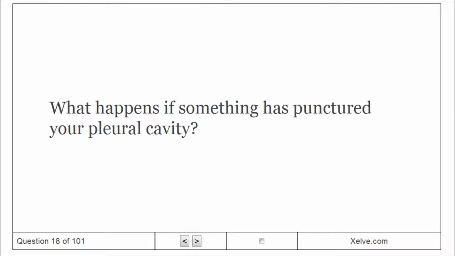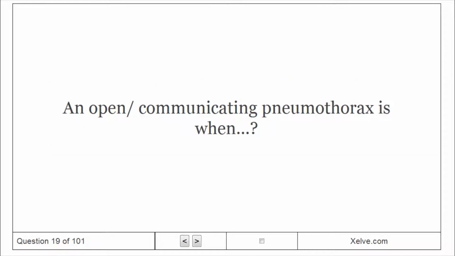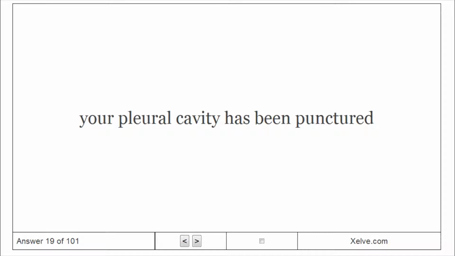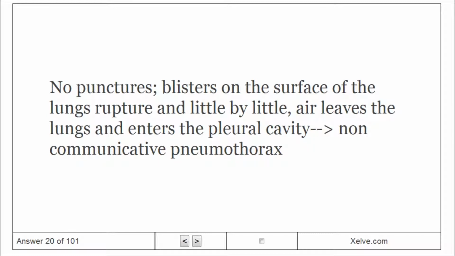What happens if something has punctured your pleural cavity? The pressure everywhere else is 760 millimeters of mercury, so if your 756 millimeters of mercury cavity is punctured, air will rush in, with all the pressure wanting to move from high to low. An open, communicating pneumothorax is when your pleural cavity has been punctured. What causes a spontaneous pneumothorax? No punctures; blisters on the surface of the lungs rupture and little by little, air leaves the lungs and enters the pleural cavity, a non-communicating pneumothorax.